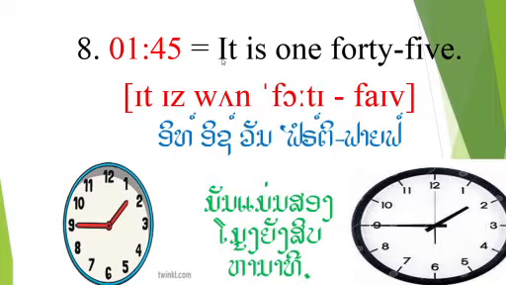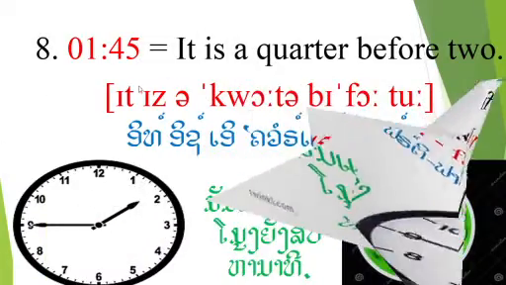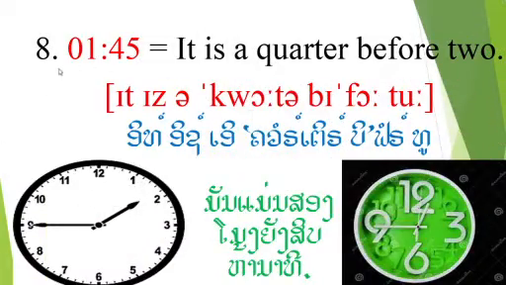In number 8, 1:45 is equal in an English sentence to: It is 1:45. It is 1:45. Next one. Still talking about number 8. See again, but it's different.